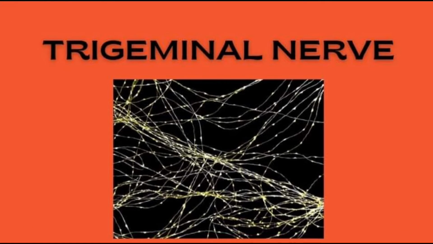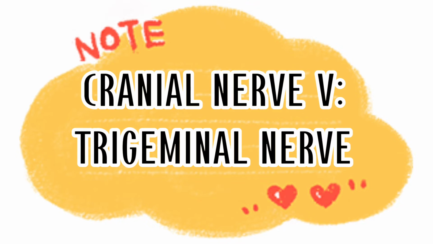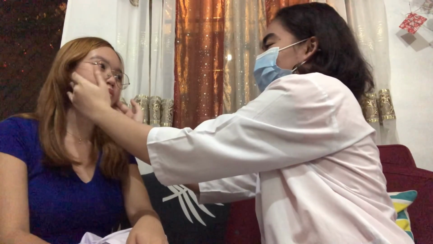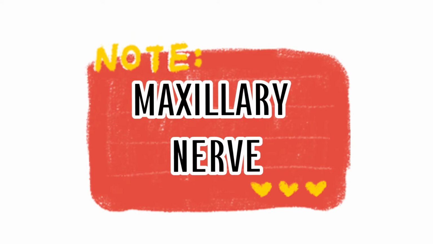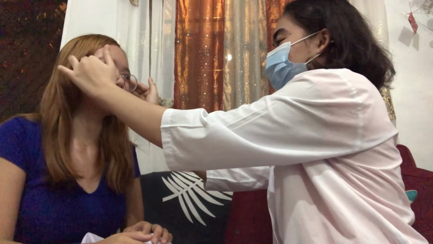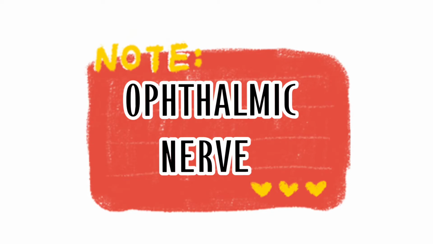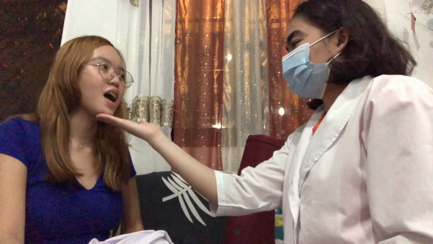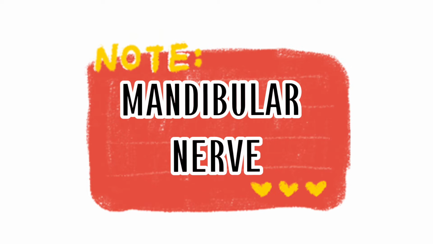The next one that we are going to assess is the trigeminal nerve, which is the cranial nerve 5. So you're gonna have to clench your teeth like that. Yeah. This one is called the maxillary nerve. This nerve branch is responsible for sensations in the middle part of your face. Maxillary refers to the upper jaw. And this one is called ophthalmic nerve. This branch sends nerve impulses from the upper part of your face and scalp to your brain. And lastly, the mandibular nerve. It involves motor function to help you chew and swallow.